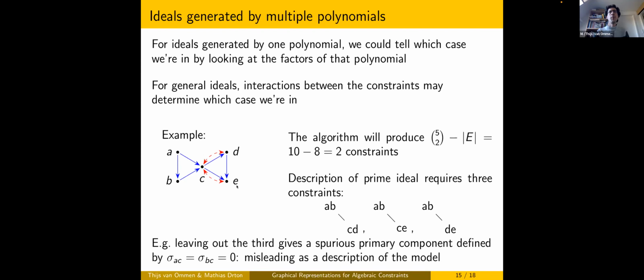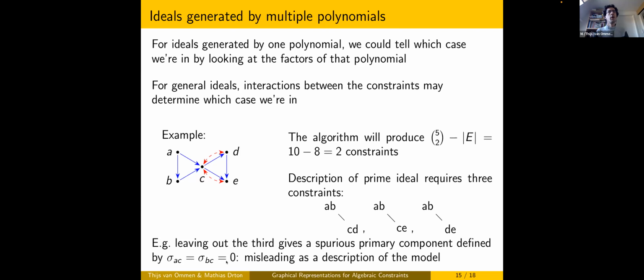However, the prime ideal that describes the algebraic model behind this requires 3 constraints to be described, namely these 3 vanishing tetrad constraints. And now if you try to describe it with just 2 constraints, for instance, if you leave out this constraint from an ideal and hope that your ideal still describes this model, then your ideal will give rise to a spurious primary component. In the case of leaving this one out, it would be a spurious primary component defined by these equations.